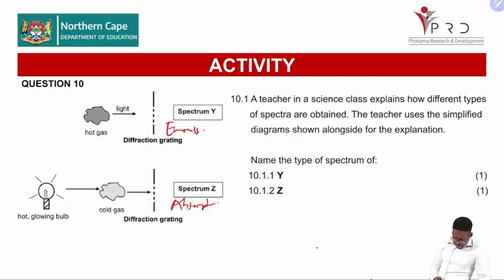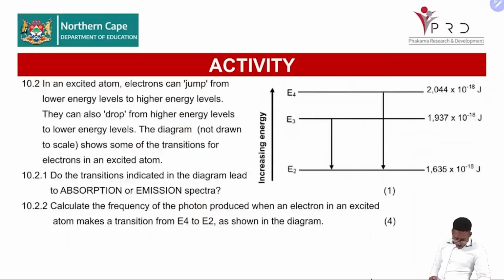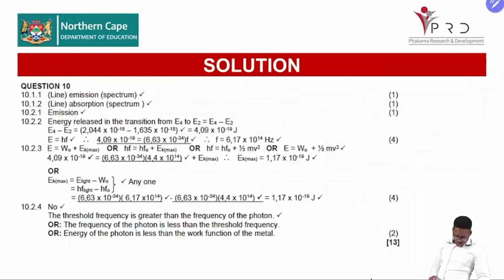So they are saying name the type of spectrum. You see, we've given the answer. Y will be emission and Z will be absorption.